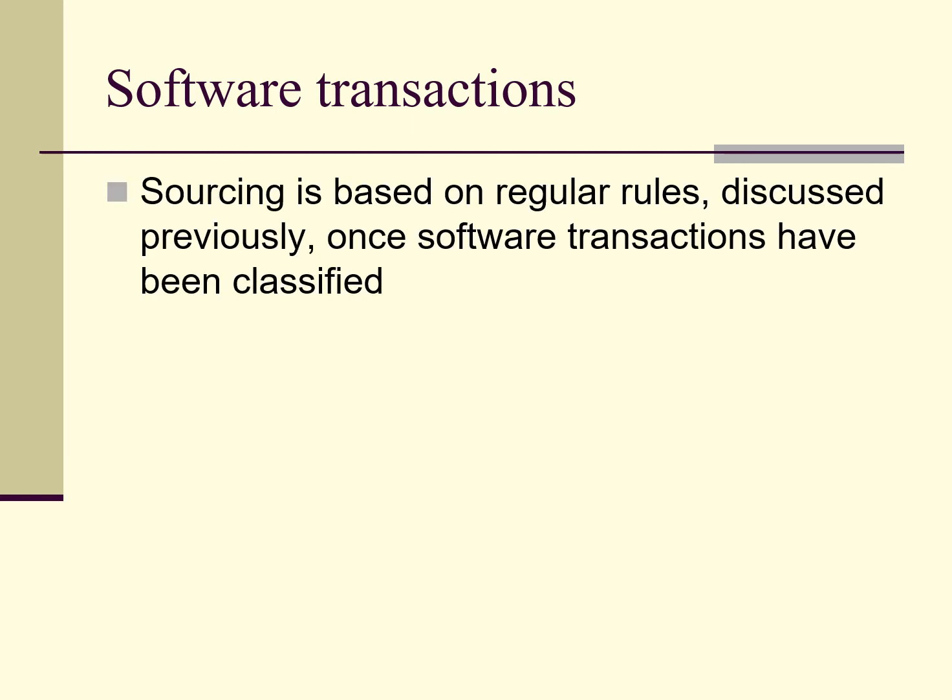Let's talk briefly about software transactions. The sourcing of income from transactions involving software depends on the classification of software transactions. Once a transaction is classified as either a service, sale of inventory, rental, or sale or license of an intangible, or transaction involving know-how, the sourcing is based on the rules discussed in the previous slides.